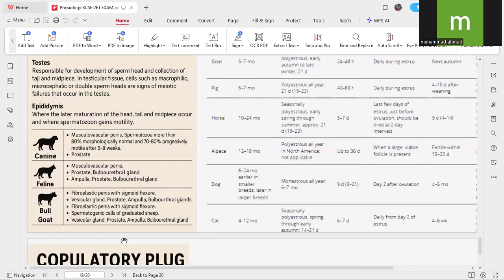Feline have only two glands, prostate and bulbourethral gland, and a musculocavernous penis, same in canine and feline. So this is important. Dogs have only one gland, the prostate gland.